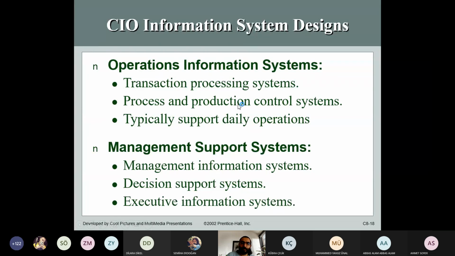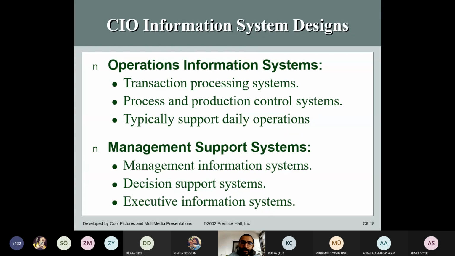Operations Information System, by the way, CIO means Chief Information Officer. I mean, you know what CEO is, right? Chief Executive Officer. And in some companies, there is a high-level manager for information systems as well, for information management. They call it Chief Information Officer. Okay.